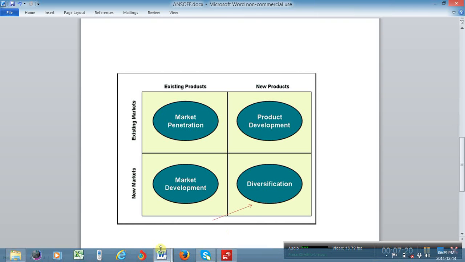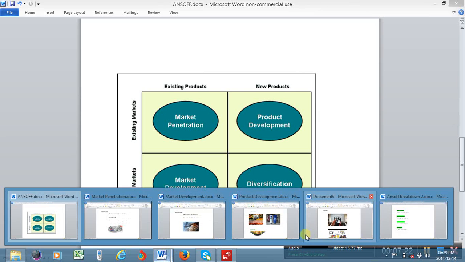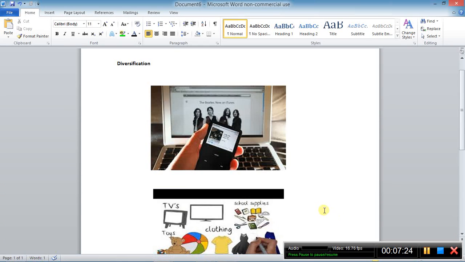Let's take a look at some examples. Now here we see an Apple iPod and iTunes. Of course, this would be an example of Apple entering into the music business with a new product being the iPod and through iTunes. This was a completely new area for Apple itself.